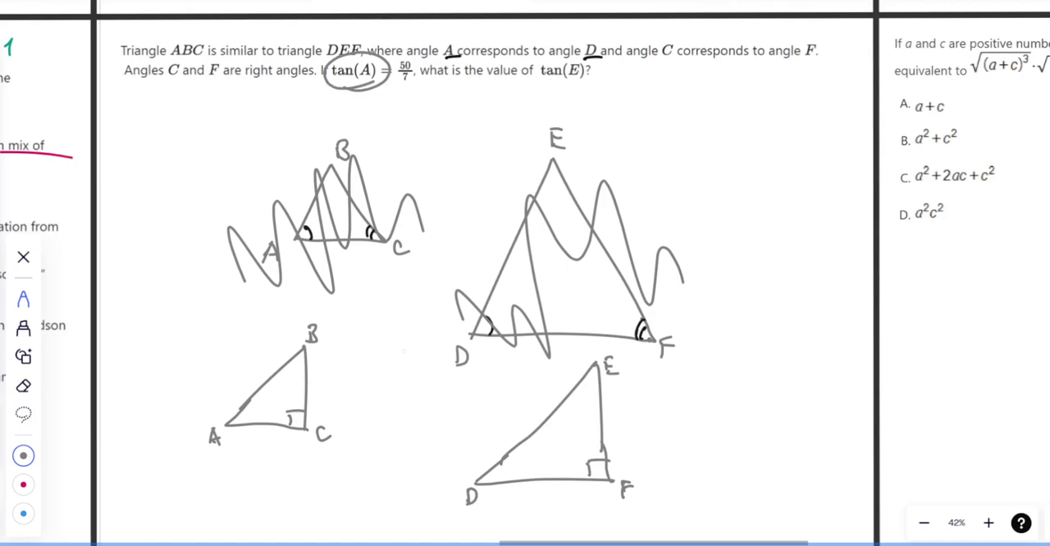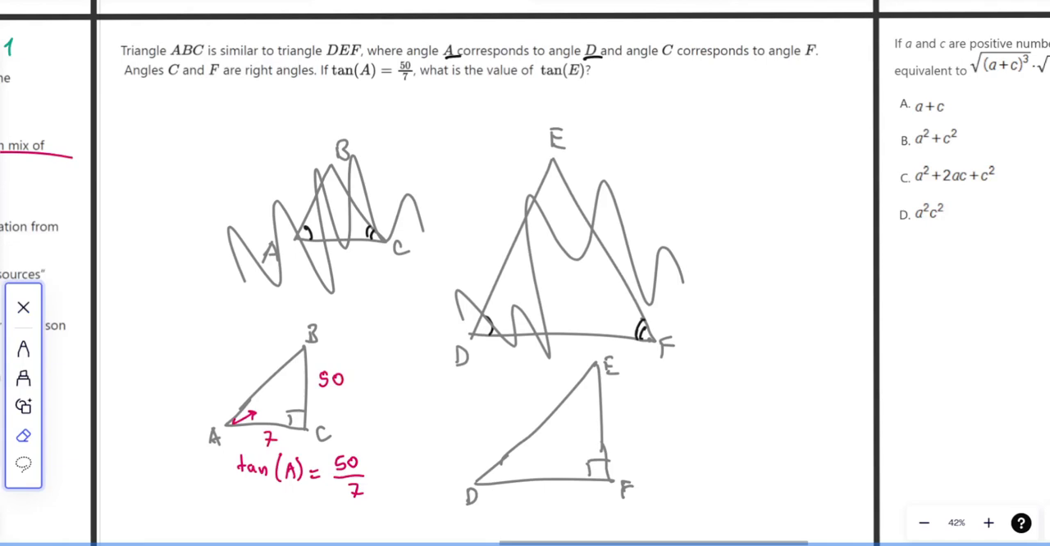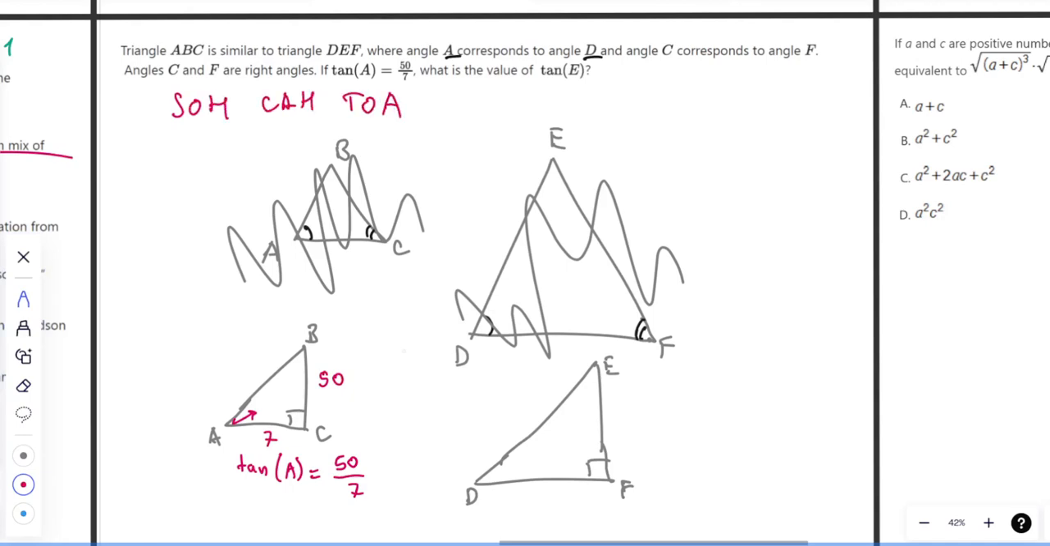Tangent of A is 50 over 7. That's the opposite over adjacent. So we're saying tangent of A is equal to 50 over 7. That means this is 50, this is 7 by our side length ratios, right? Because if you think about SOHCAHTOA, assuming you guys have done trig before, since I don't have a ton of time to explain it, tangent of an angle is the ratio of the opposite side to the adjacent side. And so the opposite side is 50, the adjacent side is 7.